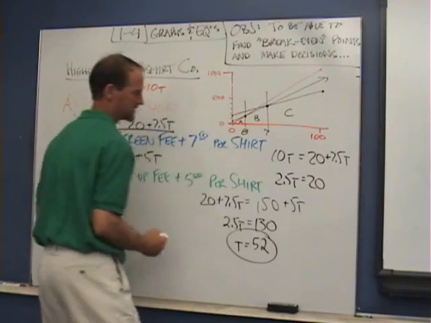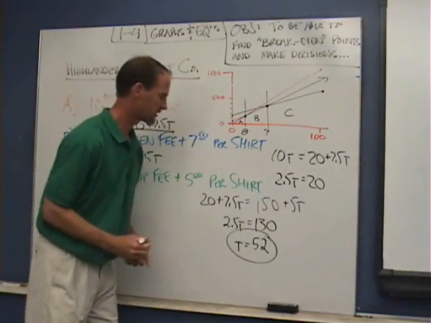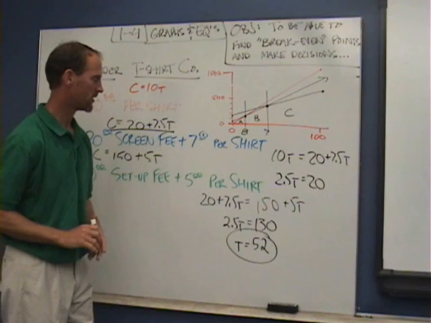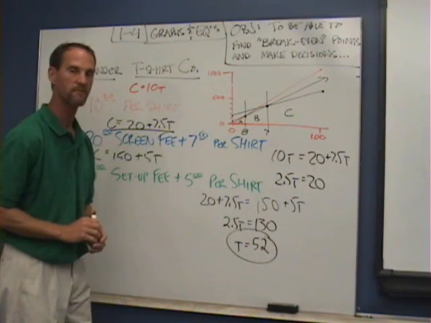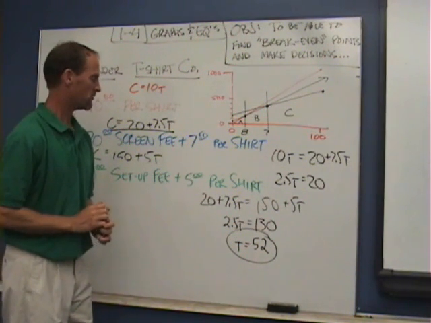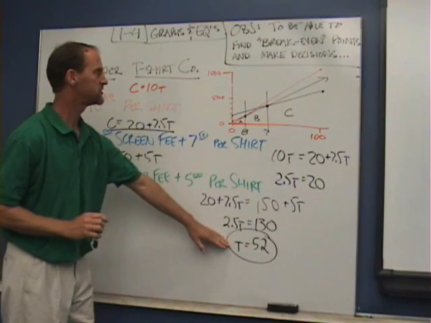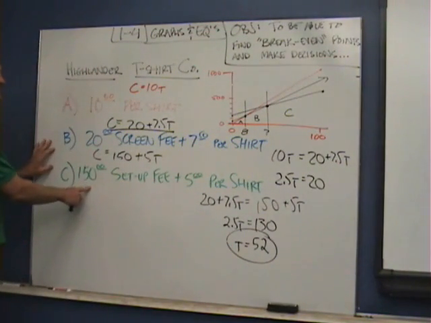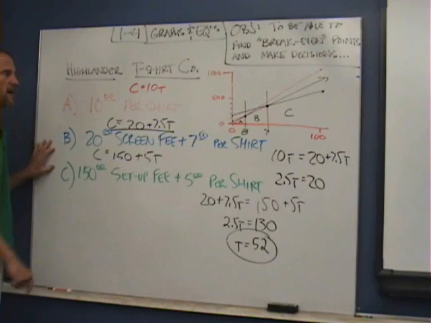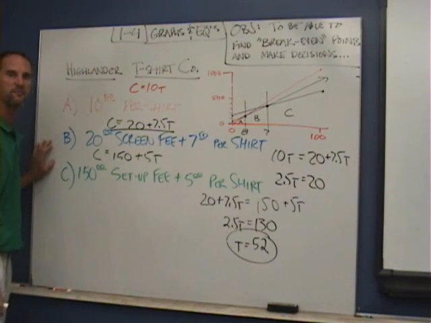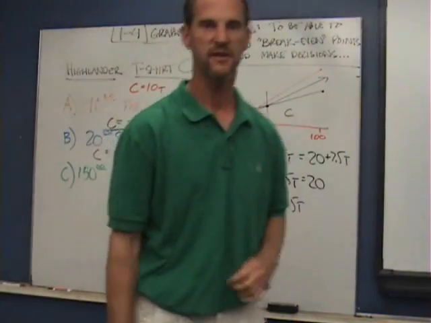All right. Again, I'm just dividing 130 by 2.5. Okay. So after 52 t-shirts, the high volume one is as good as this one, and anything beyond that, it's better. So those are break-even point problems. Show you how to do it in the calculator.